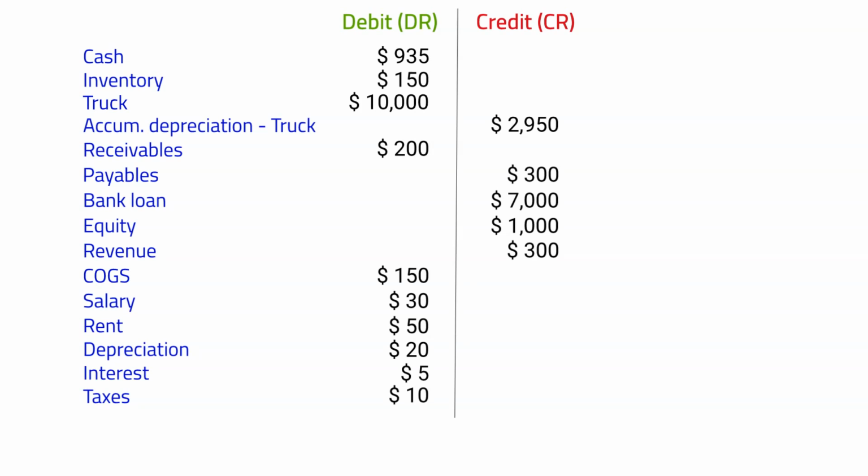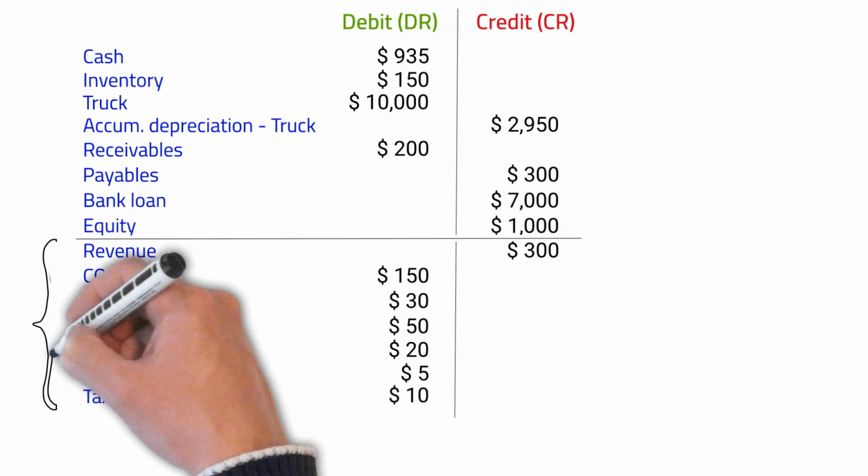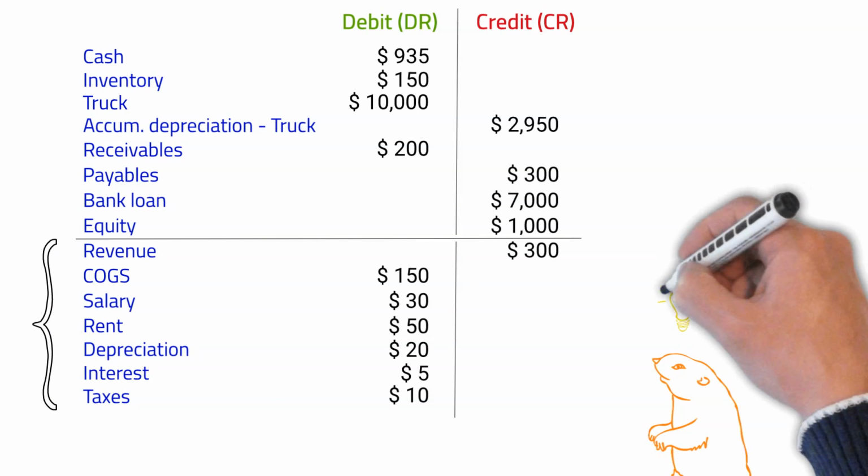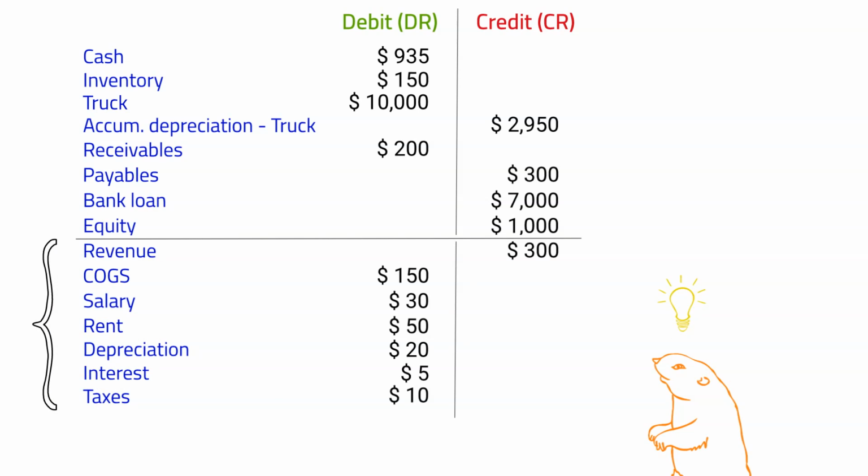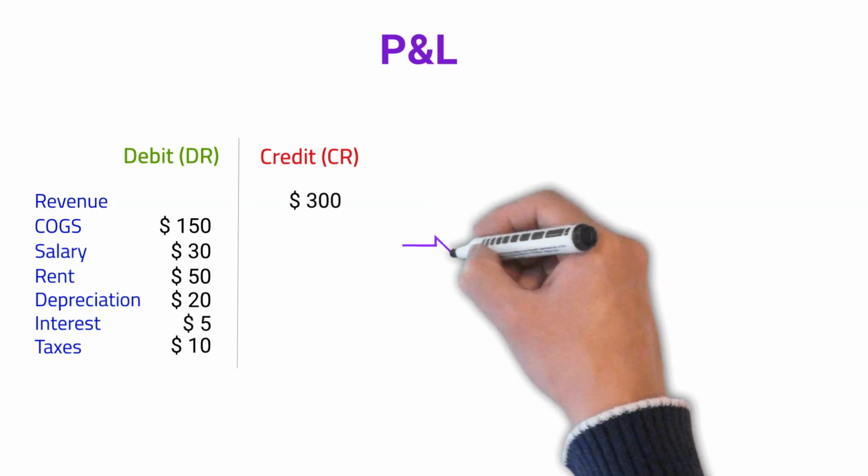Let's have a look at our Apple shop trial balance. The way it's constructed, we also have income statement items in the bottom half. We can clearly see them by name. Here they are. Let's pull them together into a simplified income statement.